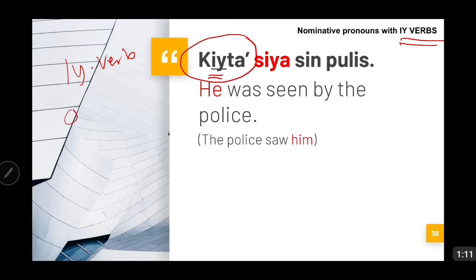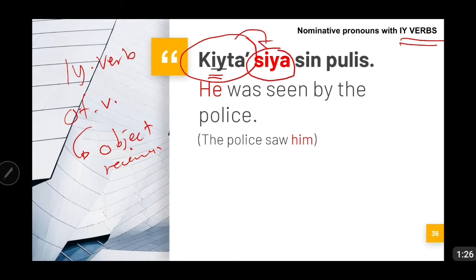E-verb is an object-focused verb. So an object-focused verb focuses on the object or the receiver of the action. Therefore, the nominative pronoun siya, meaning he or she, is the focus of the verb kita. And because the verb kita is an e-verb, which is an object-focused verb, the nominative pronoun siya is the receiver of the action, which is kita.